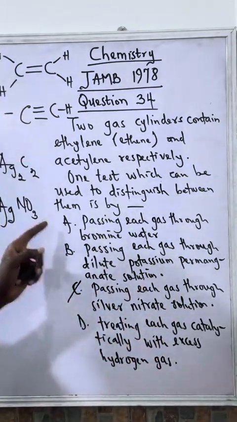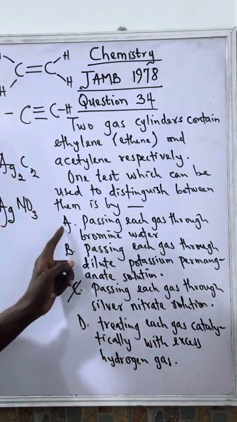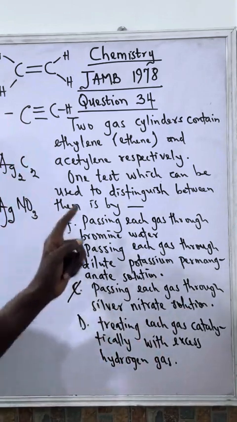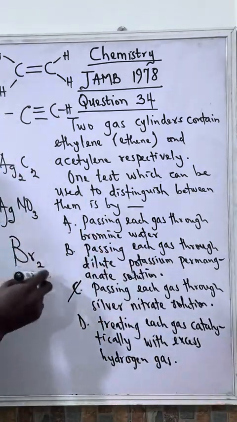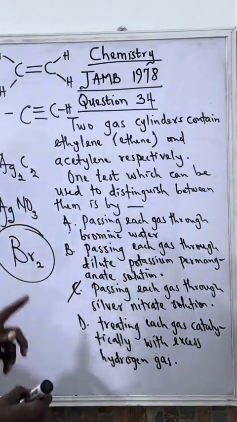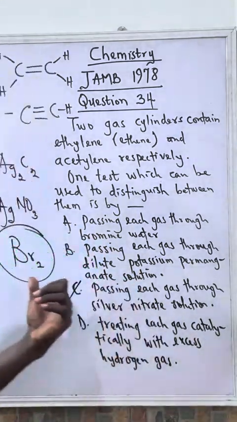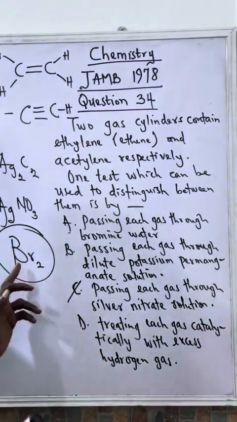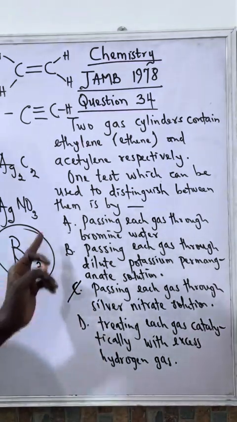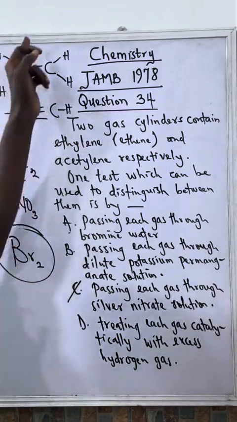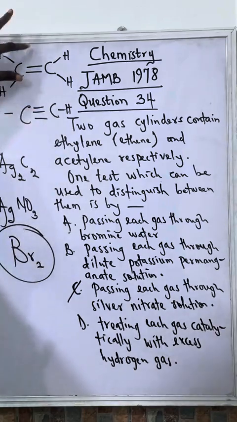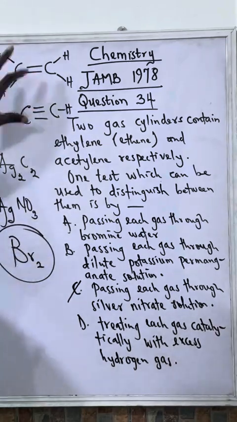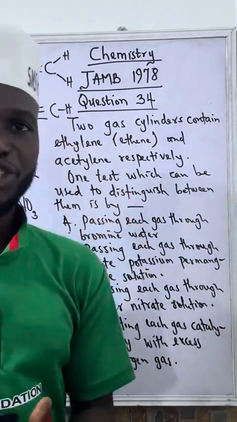Now, let's check other options. If you go for option A, you'll be wrong, because bromine water is just simply bromine, that is bromine liquid. So when this bromine is used for distinguishing between these two, bromine cannot distinguish between them. We only use bromine to test for unsaturation.